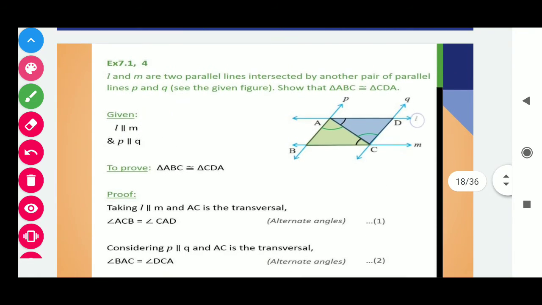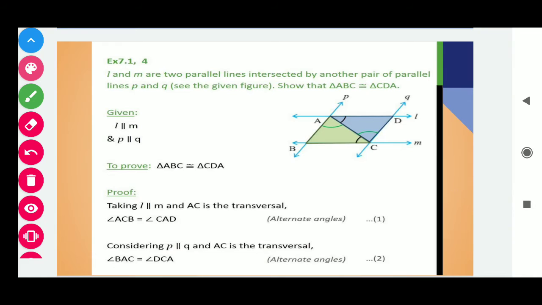Students, we are doing exercise 7.1. So, start with question number 4. L and M are two parallel lines intersected by another pair of parallel lines P and Q. Show that triangle ABC is congruent to triangle CDA.